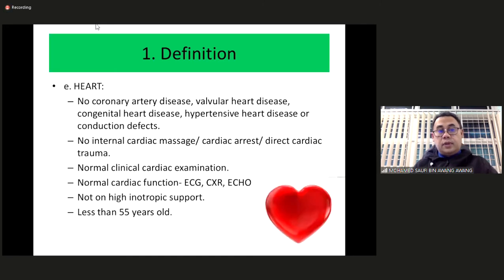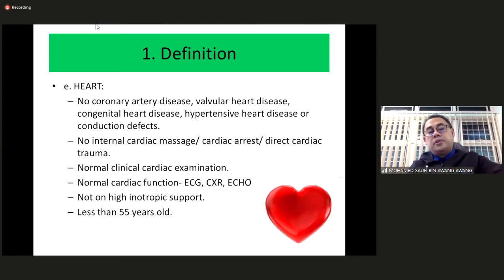Okay. And for the heart, the precondition is no evidence of heart disease, which includes coronary artery disease, valvular heart disease, or congenital conditions. And sometimes in the hospital a patient develops a cardiac arrest, and if the primary team does CPR, that is not a good candidate for organ transplantation, because you may have injured the heart during the CPR. So by right, there should not be any internal cardiac massage, cardiac arrest, or direct cardiac trauma.